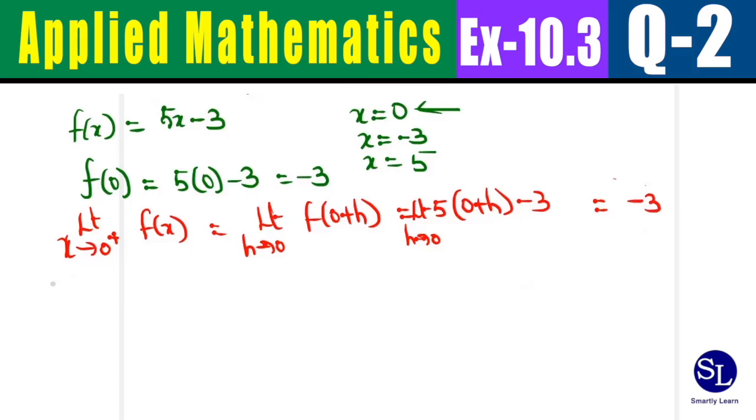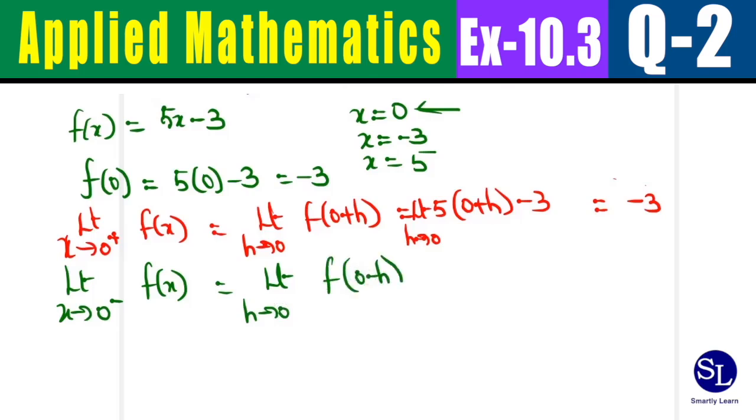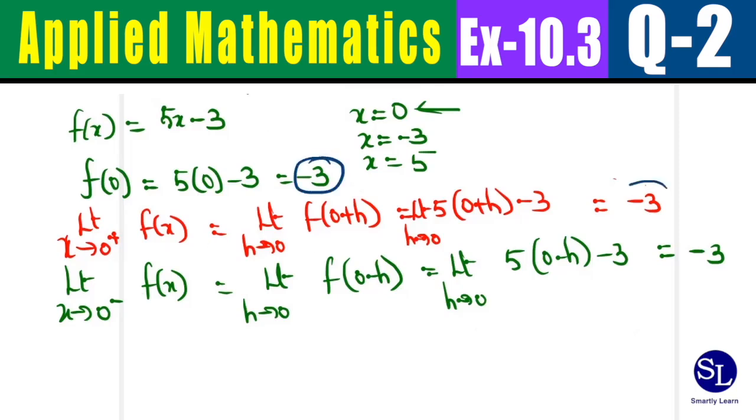Now let's compute limit x tends to 0 minus f of x. This is nothing but limit h tends to 0, f of 0 minus h. This is limit h tends to 0, 5 into 0 minus h minus 3. If you apply the limits, this is still 0. 5 into 0 minus 3 is minus 3. So you see that f of 0 is minus 3. X tends to 0 plus is minus 3 and x tends to 0 minus is also minus 3. So therefore, it is continuous at x is equal to 0.